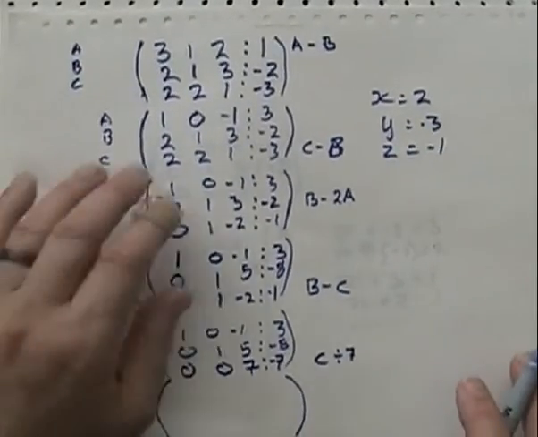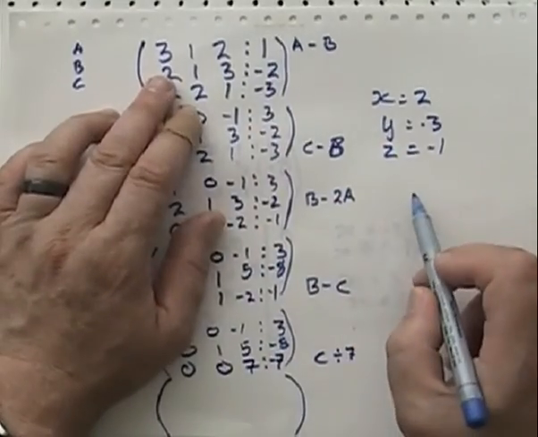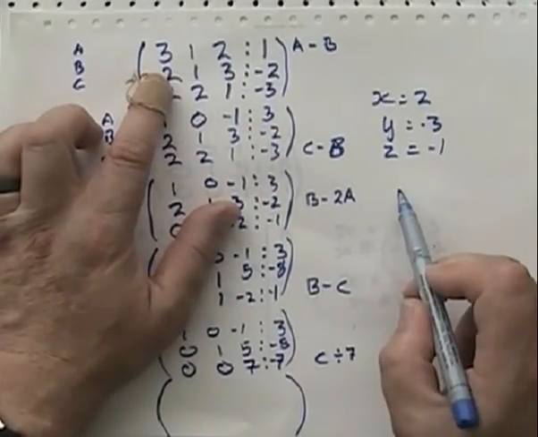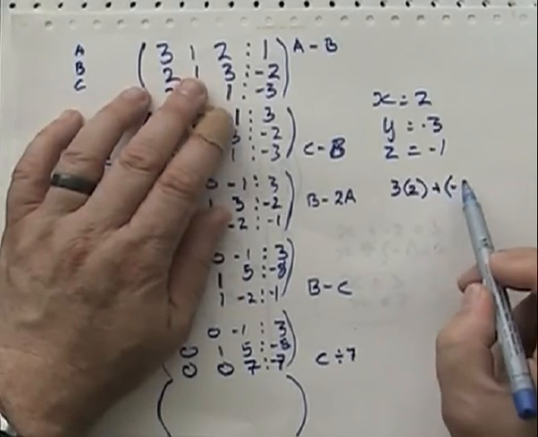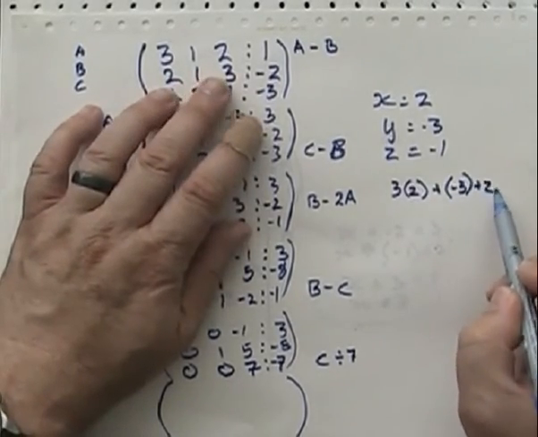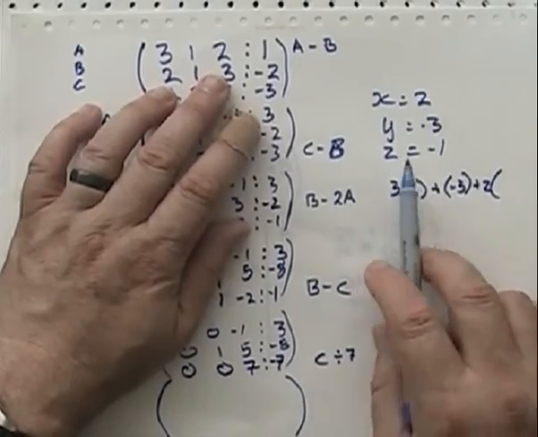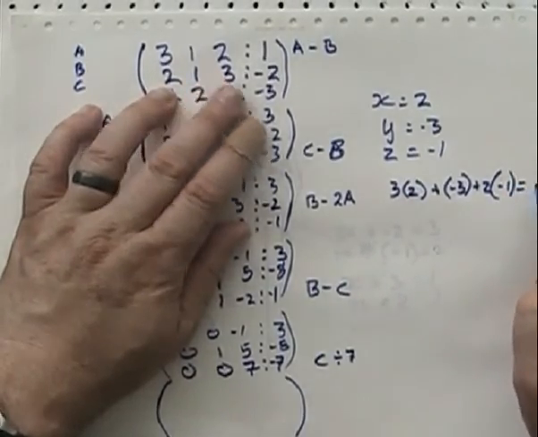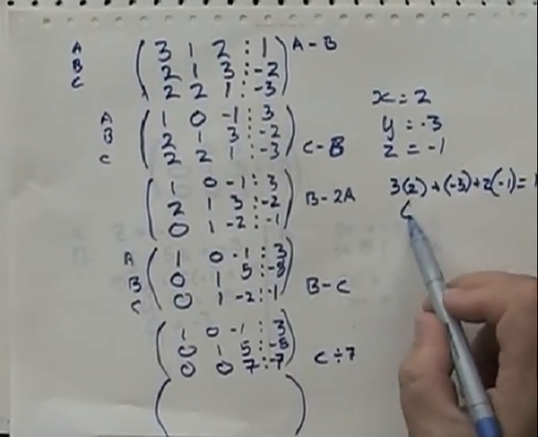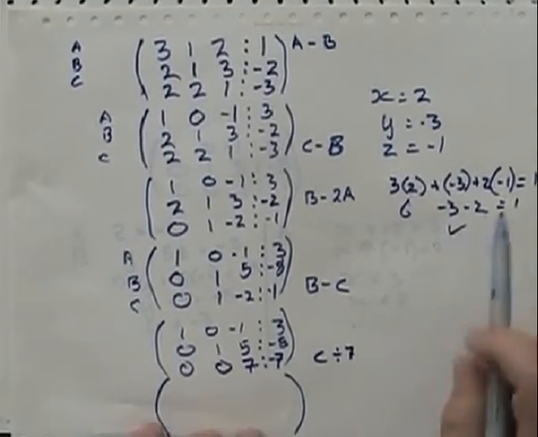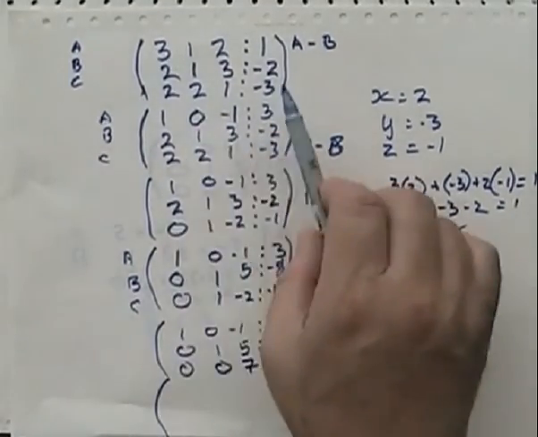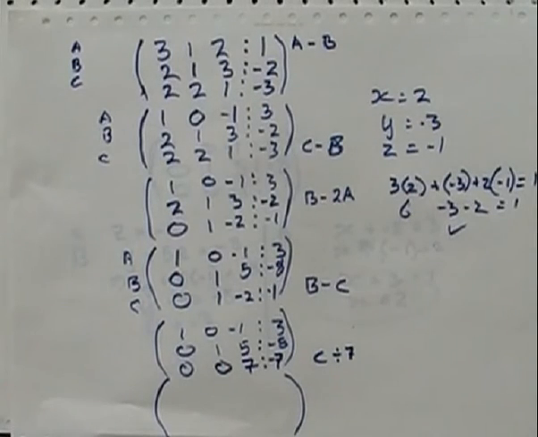We can check this easily enough just by picking an equation. Just picking that first equation: 3 times 2 plus negative 3 plus 2 times negative 1 equals 1. Is that true? So 6 minus 3 minus 2 equals 1, and that's true. So we can tell that for this set of equations, we got the right values. Woohoo! We'll do another example in a second, but that's the basic process.